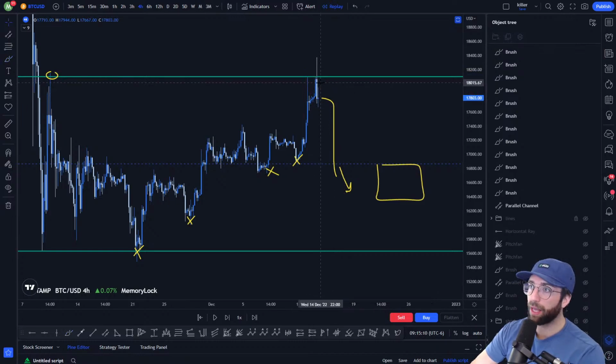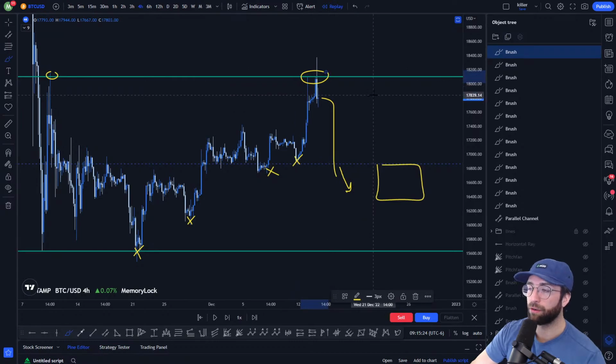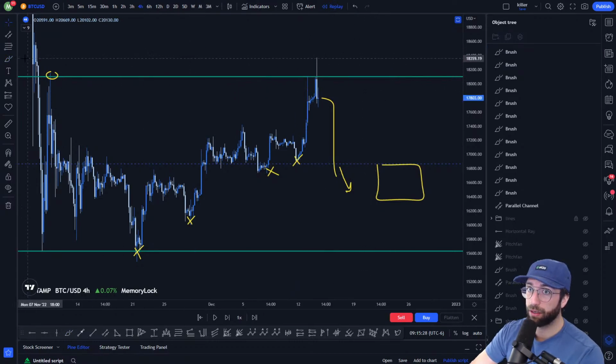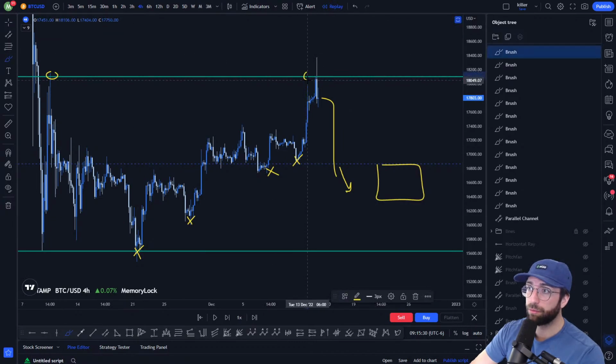And then what happened? We had a swing failure to the upside where we took out this previous high here and then closed the candle below. Okay, boom, just right there. This is absolutely confirmed resistance. Okay, was it confirmed resistance here? It wasn't confirmed, but we certainly know that it's resistance. We can see that it's resistance, right?